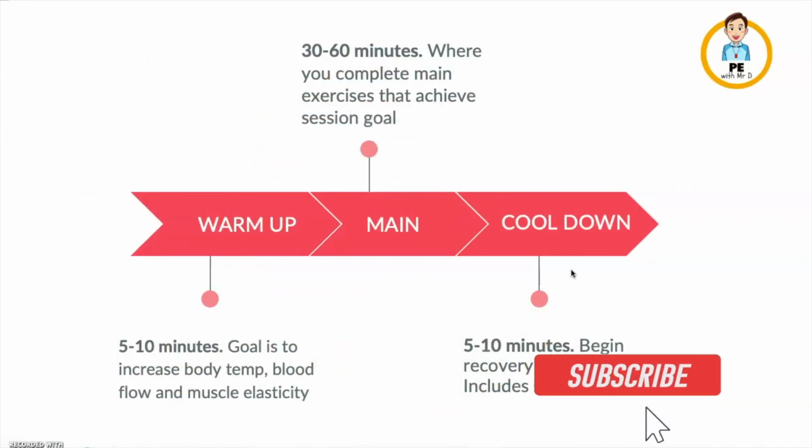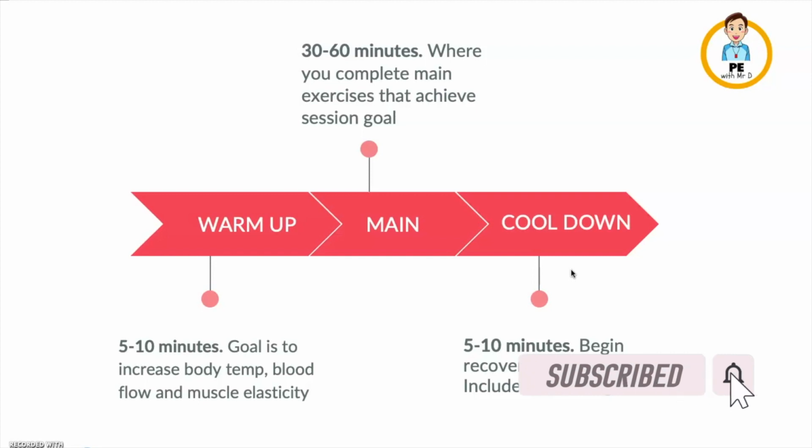So, a bit of context for a workout. This can be a training session or a specific strength and conditioning session. We always start with a warm-up. The first 5 to 10 minutes, we want to get our bodies ready for whatever's coming next. This should be about increasing body temperature, blood flow and muscle elasticity. We want to reduce injuries and get our body ready to the stage where we can perform.